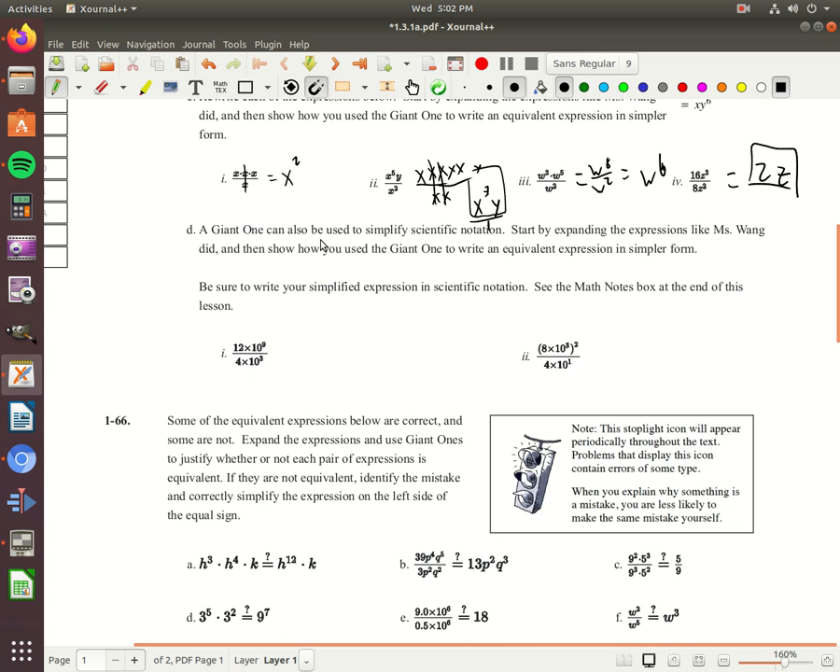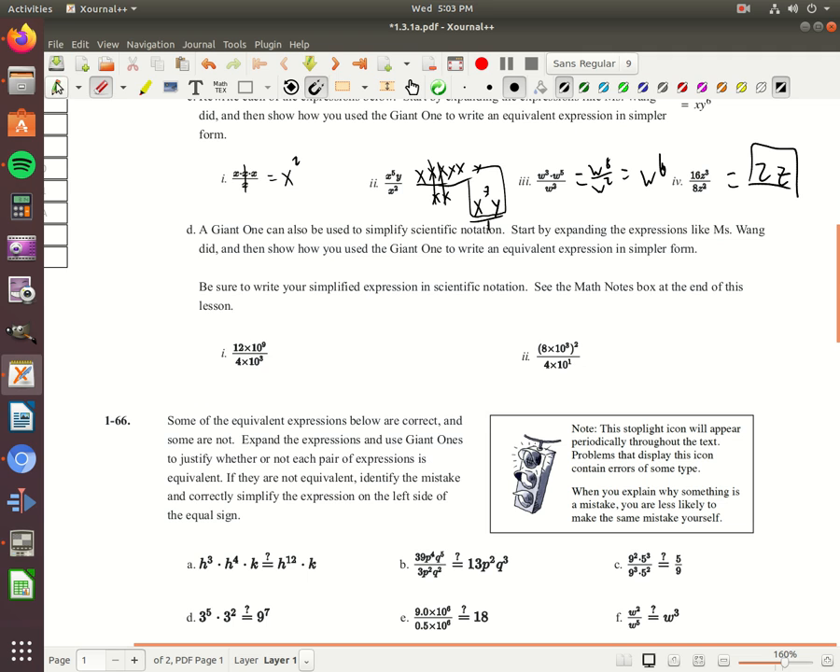So the giant 1 can also be used to simplify scientific notation. Start by expanding the expression like Miss Wang did, and then show how you use the giant 1 to write the equivalent expression in simpler form. Be sure to use your simplified expression in scientific notation. Long story short with these, I look at these as 3 problems. 1, I look at the bases. 2, I look at the exponents, and then 3, I put them in scientific notation if I need to. Remember, scientific notation needs to be between 1 and 10.